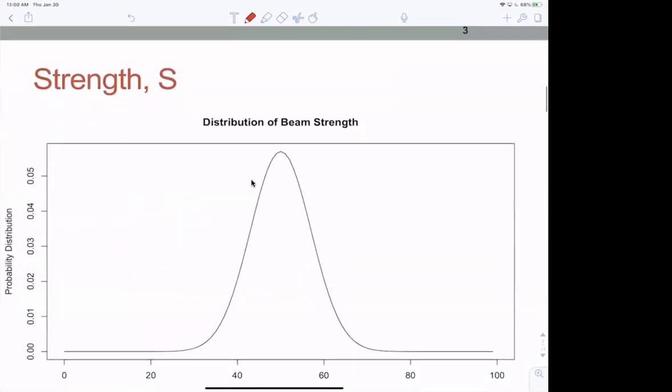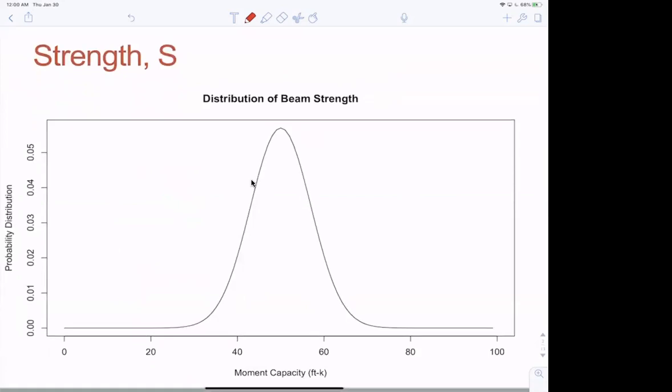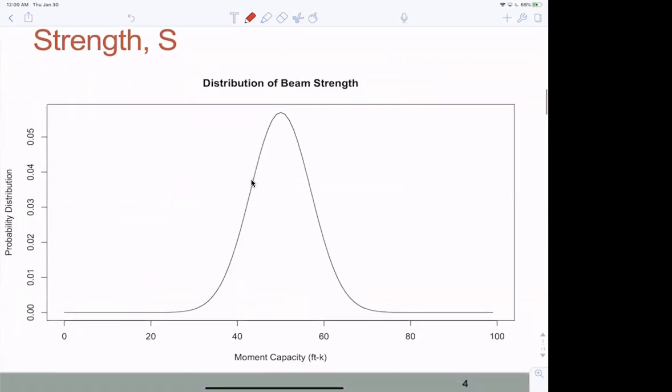Okay, so now let's talk about strength. So that's the load side of things, and now let's talk about the strength. So you make a beam and you make 100 of them, and then you break them. They're not all going to be the same strength, and so you're going to get some sort of distribution like this. Okay, and so here's a moment capacity of a beam, and the average strength looks like it's about 47 maybe. There's 50 right there, so 47.